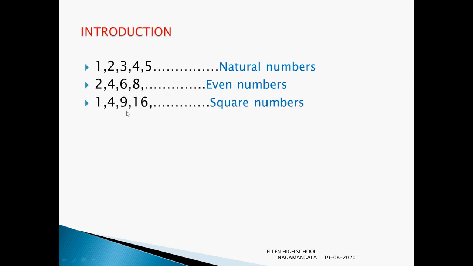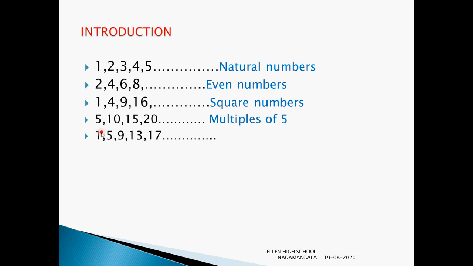1, 4, 9, 16. These are all called square numbers. Square numbers means 1 square is equal to 1, 2 square is equal to 4, 3 square is 9, 4 square is 16. These are all called square numbers. 5, 10, 15, 20. These are all multiples of 5.